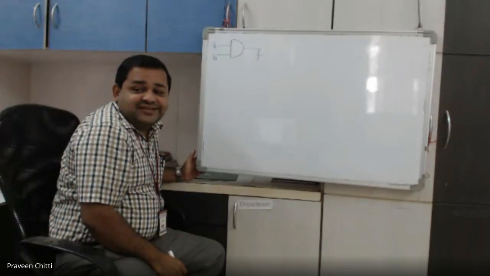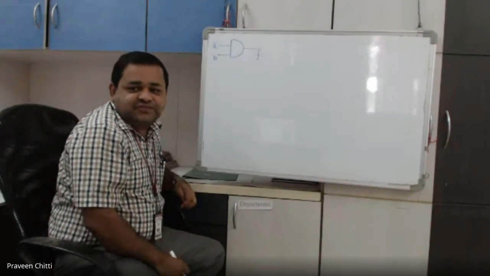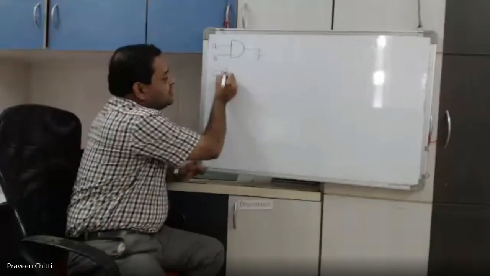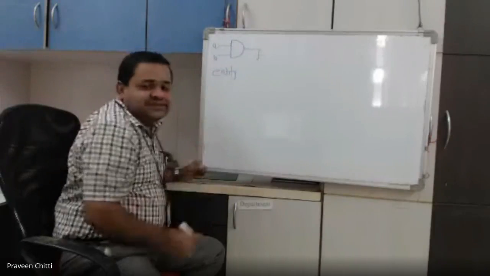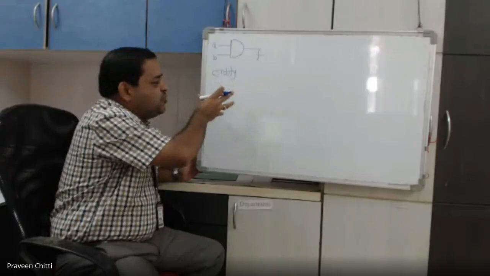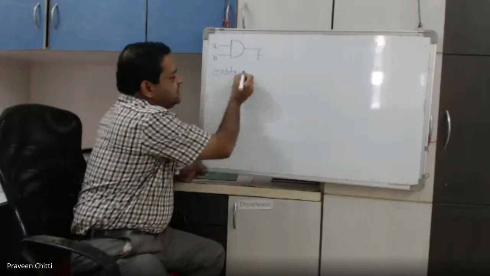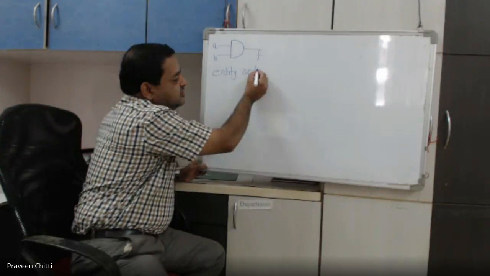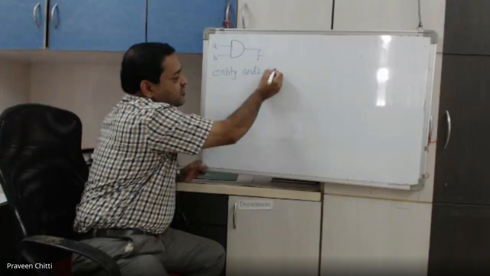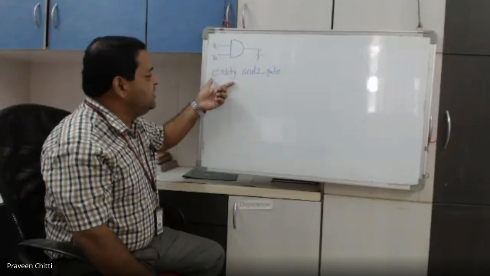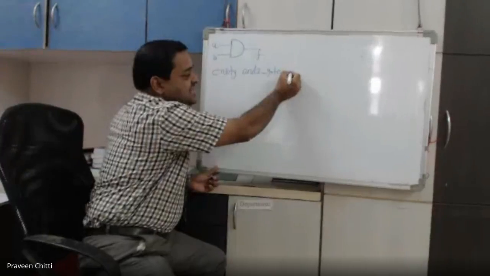Port? First port directly? What should I write first? Always you should start with the keyword entity. I have given you the syntax: entity name is, then port, and then end entity. So for entity, what name will I give now? Say I will give and underscore gate. I can give any name, following the rules of identifier. Is that clear? Entity and_gate is.